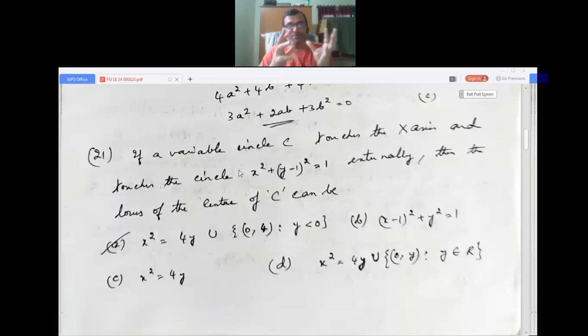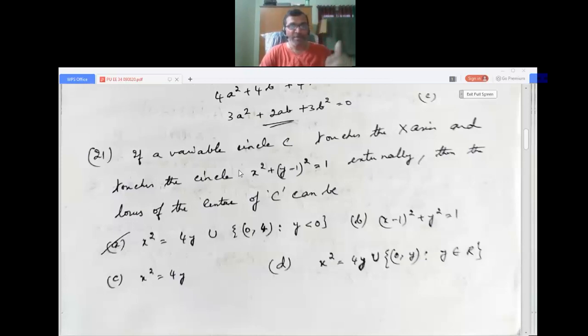So a variable circle C touches the x-axis, that means y equals 0, and also touches the circle x squared plus (y minus 1) whole squared is equal to 1 externally. Then the locus of the center of the circle C can be.